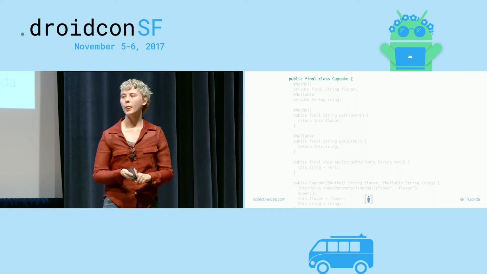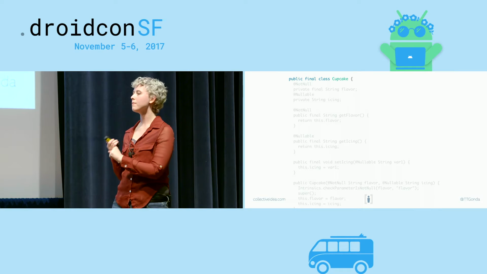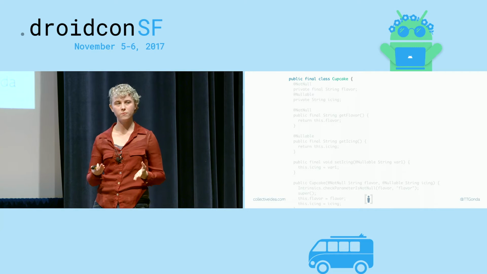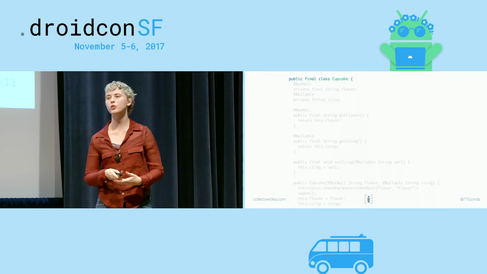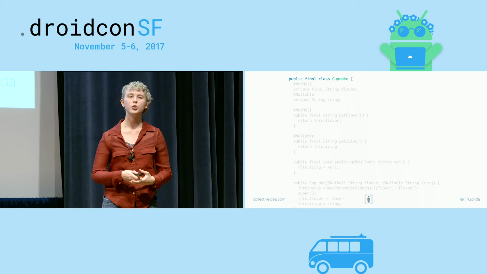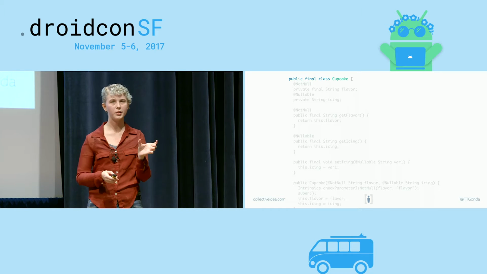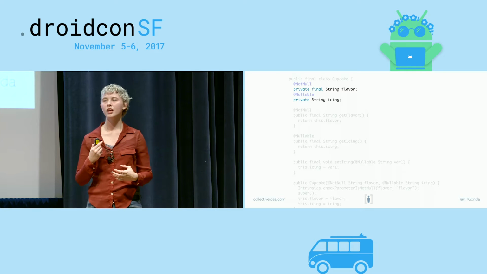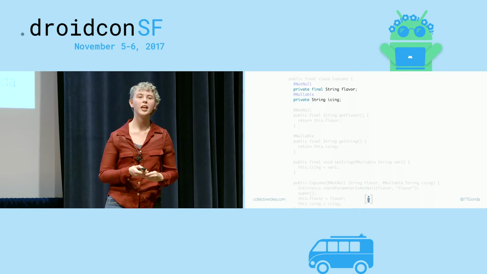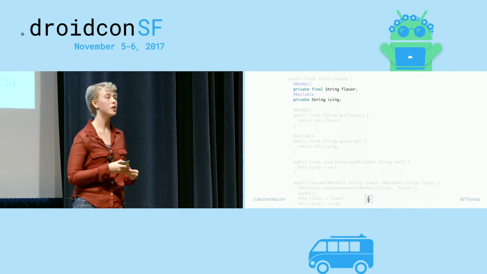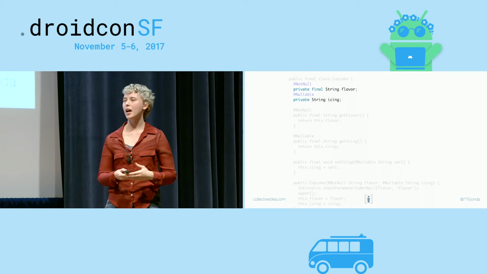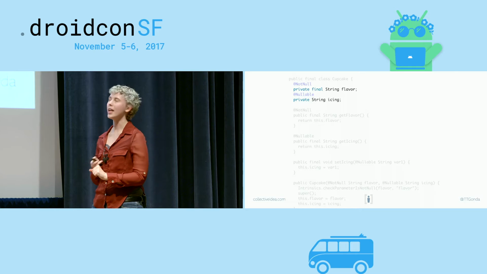To start off with, we have the public final class Cupcake. Kotlin classes are all final by default, so you can't extend them. If you need to be able to extend them, you have to mark them with the open keyword. And then we have our fields. They're both private by default. And then flavor, which we wanted to be immutable, is marked with final. Also notice that we have our not null and nullable annotations.